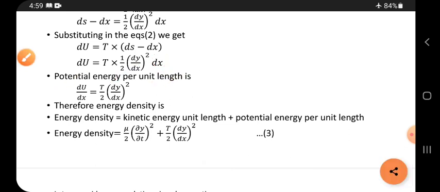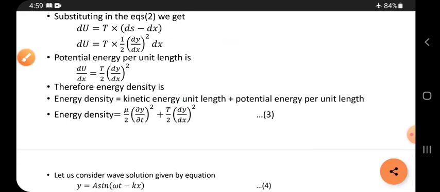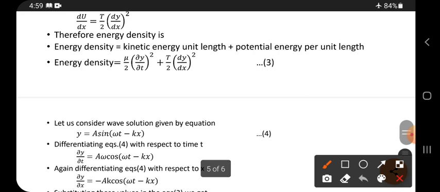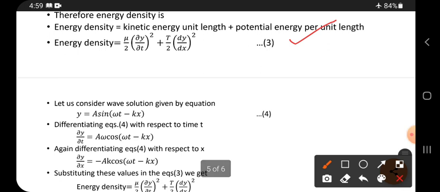Okay, like this. So therefore the energy density is equal to kinetic energy per unit length plus potential energy per unit length. Actually here we have to write per unit length. Sorry for this, I had forgotten, so making the correction. Energy density is equal to mu by 2, so it is the kinetic energy and it is the potential energy formula. Let this be equation 3.